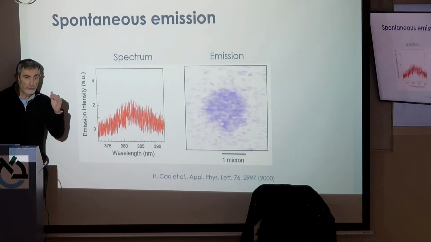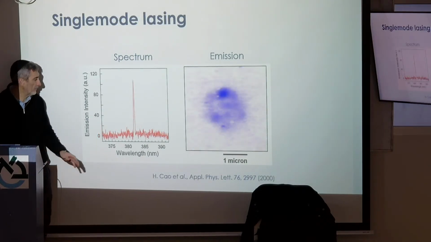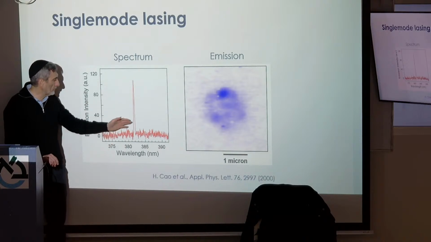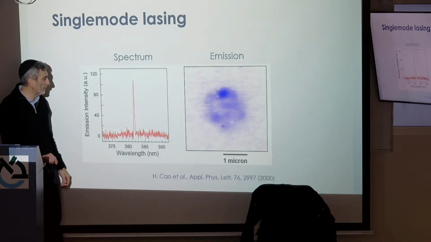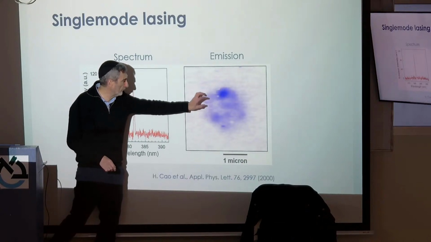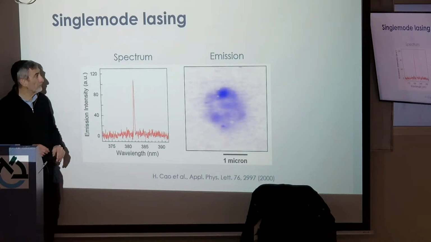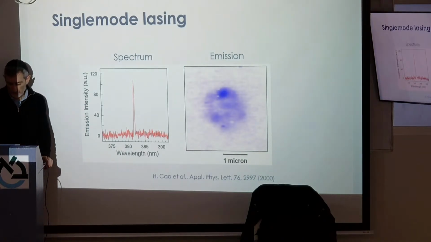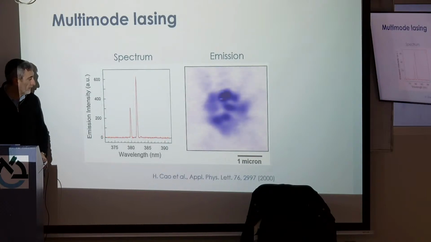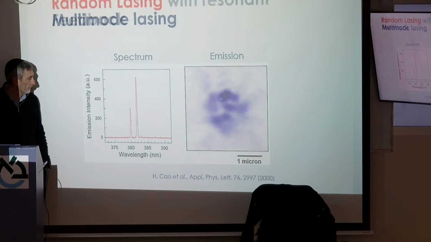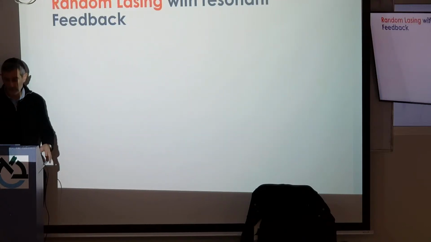And when you reach the threshold, when you increase the pump to some value, at some point what you see is a sharp peak coming out of this noisy background, and you see under the microscope some intense light which has some kind of random distribution. Then you can increase the pumping and the gain more, and you get two peaks like that, and you start to see images of modes within this scattering medium. If you continue, you get more and more modes like that.